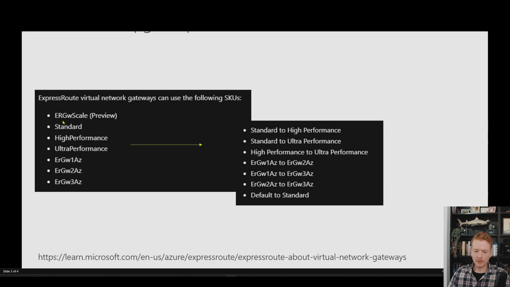You also see there we've got the ER gateway scale, which is another preview feature of a scalable gateway, which doesn't have a fixed bandwidth. That comes as AZ by default.